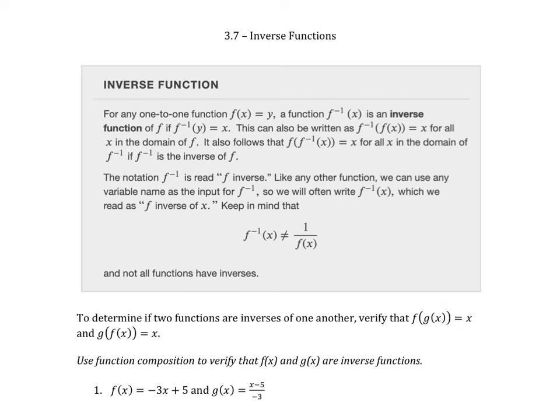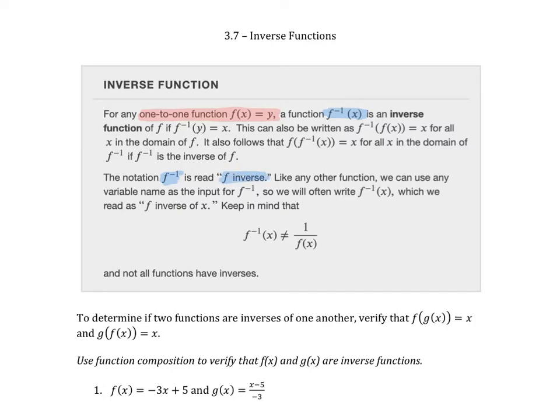So I want to start by discussing some of this stuff in this box here. The first thing is that in order for something to have an inverse, it has to be one-to-one. So for any one-to-one function, the following holds. Again, it has to be one-to-one in order to have an inverse function. And this is read f inverse.